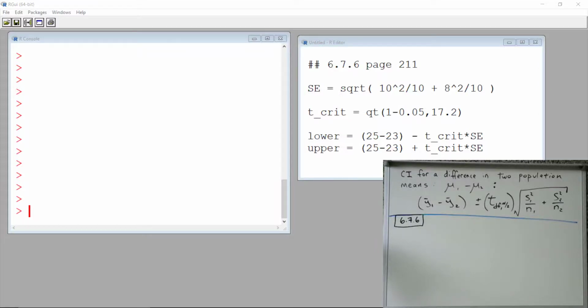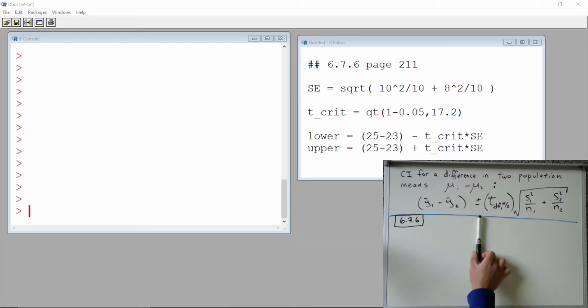Hey folks, so I want to do an example of computing and interpreting a confidence interval for a difference in two population means. And this is from chapter 6.7, and I'm going to do a problem from the textbook. I have the formula written up here, and where the pen is pointing, that is the point estimate for the difference in population means that is based on the difference of sample means.